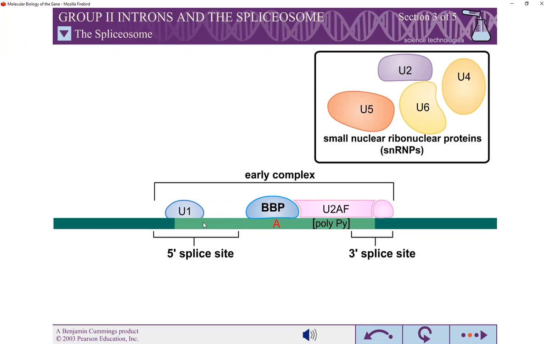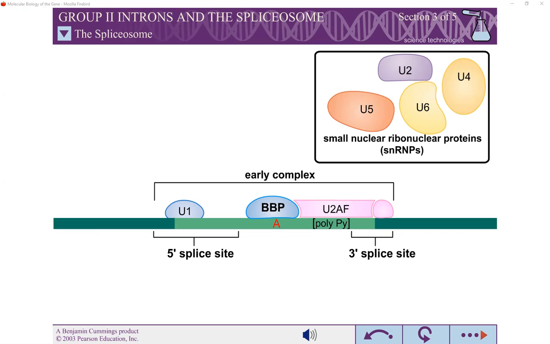The first complex that is produced is referred to as the early complex. As you can find, U1 is bound to the 5' splice site. The branch point binding protein is binding to a branch point, and that branch point is the adenine. The third protein taking part is U2AF, which helps the branch point binding protein recognize the 3' splice site. Such a complex is commonly referred to as the early complex.